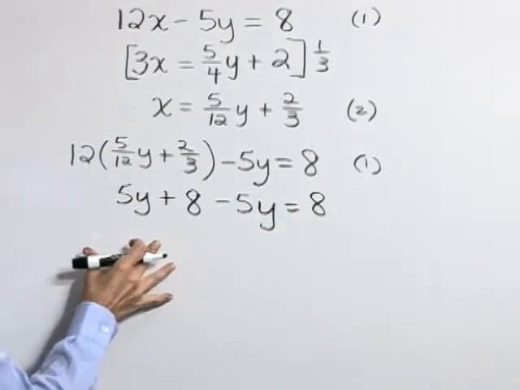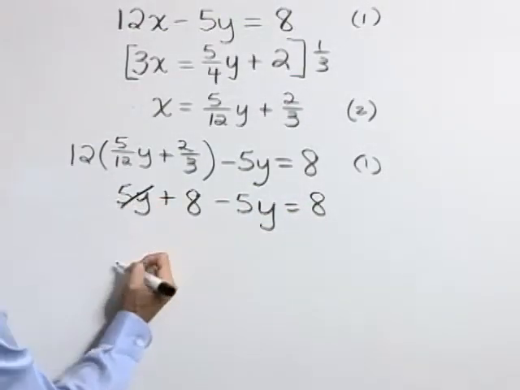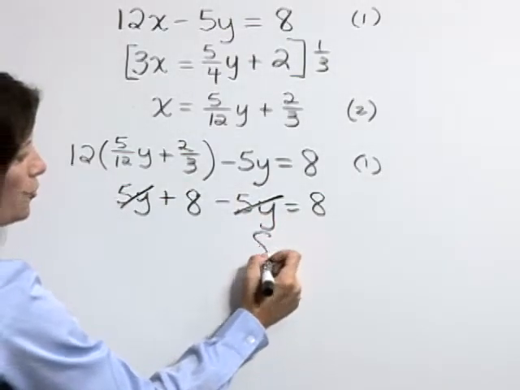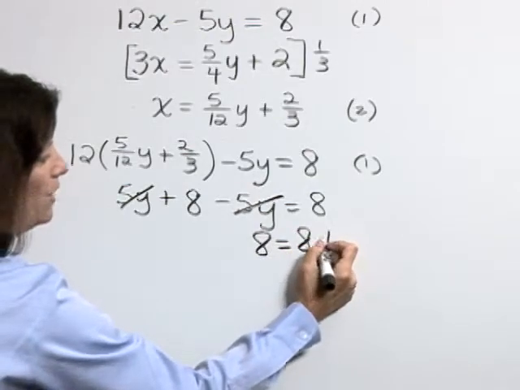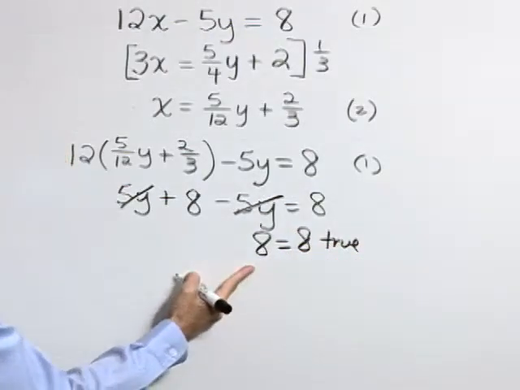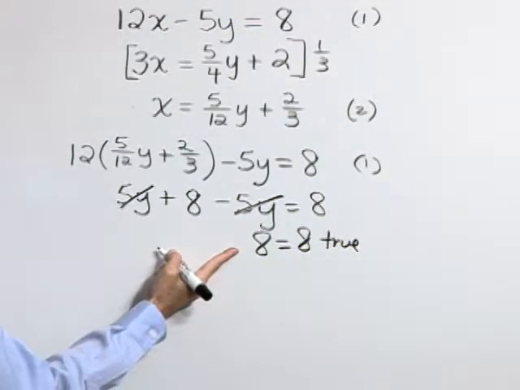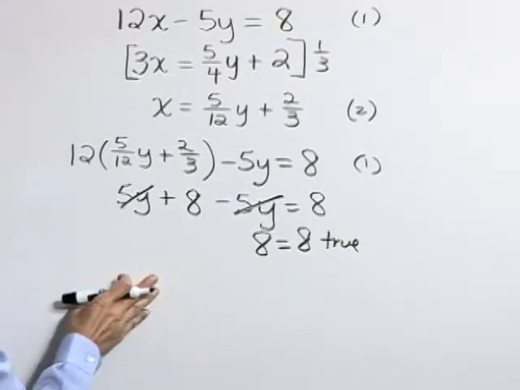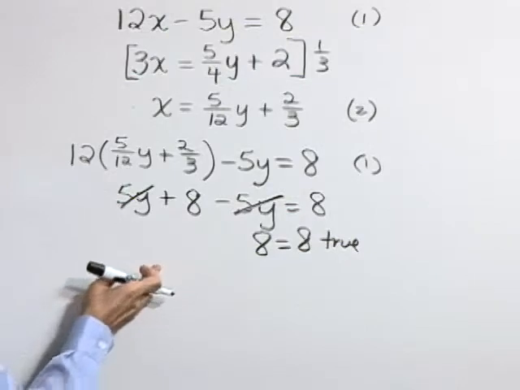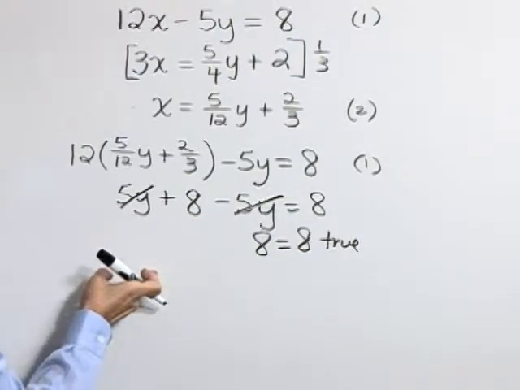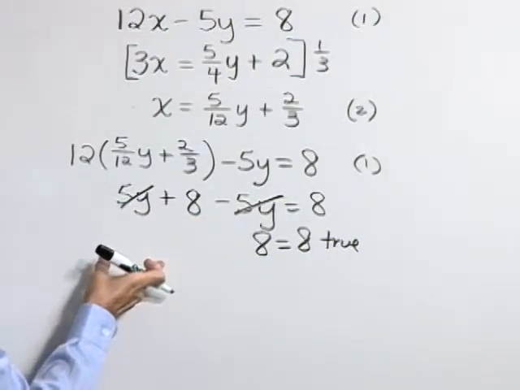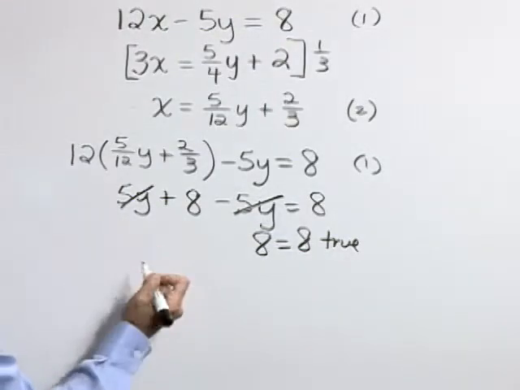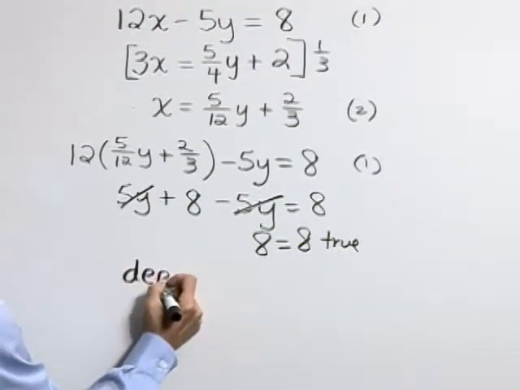Now notice something happens here with our y terms. Positive 5y, negative 5y cancel out, leaving us with a true statement. 8 is equal to 8. That is true. So what's happened here is our two equations are actually different forms of the same equation. If we graphed them, we would see the same line sitting on top of itself. So we would say then that these equations are dependent. Let's make a note of that.